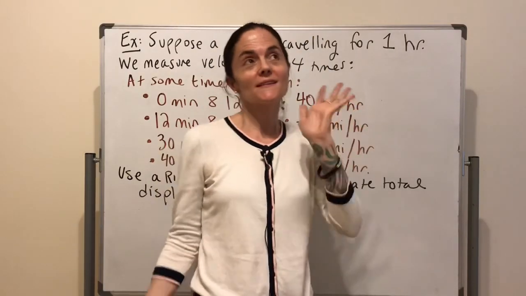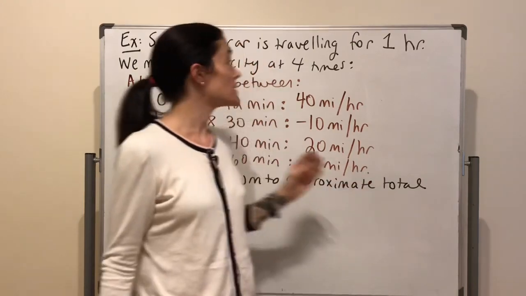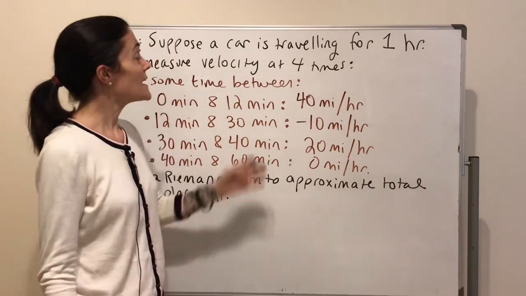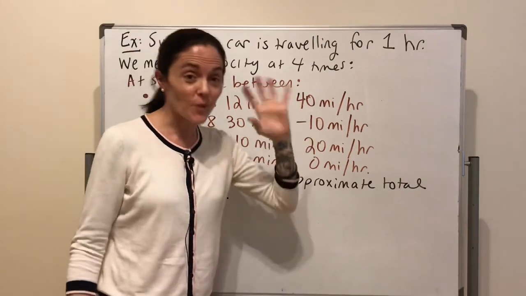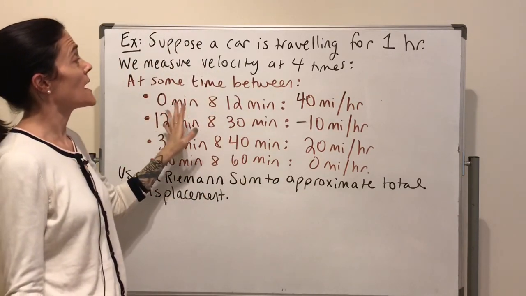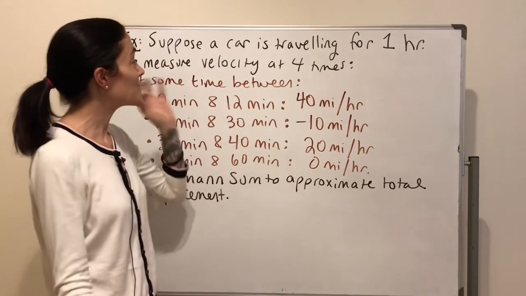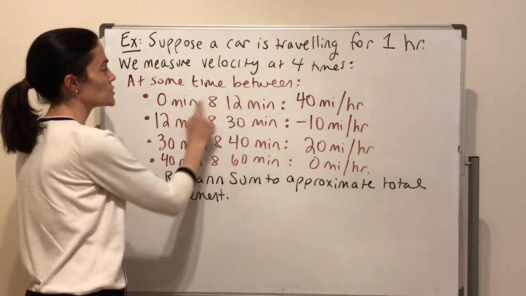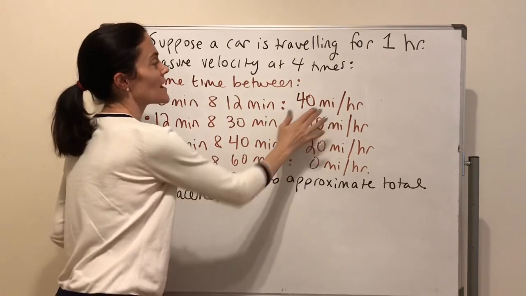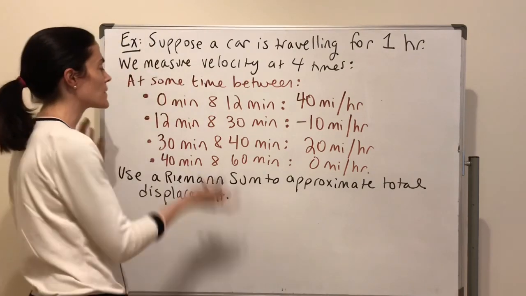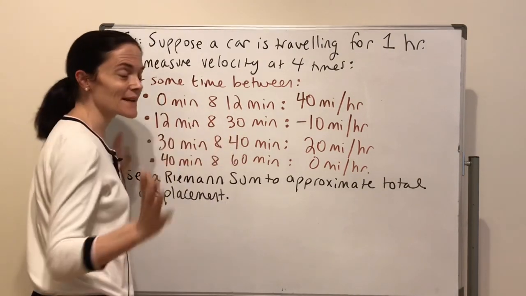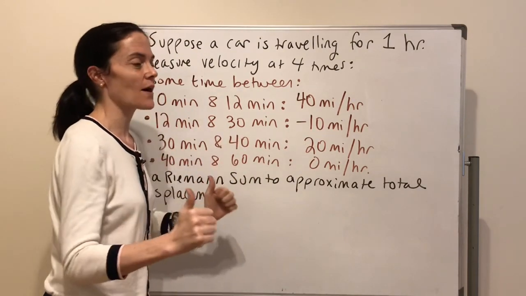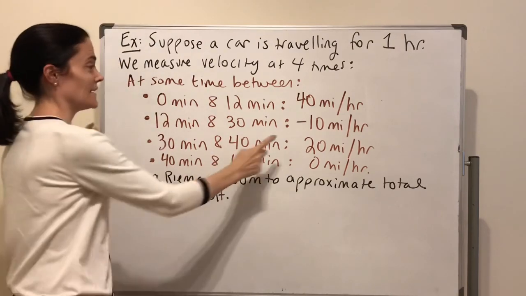This example is kind of in the spirit of the first few we do, in that we have velocity and we're interested in displacement. But instead of giving an explicit formula for the function, what we have is a car traveling for 1 hour and we have the velocity measured at 4 times. Okay, so at some time between 0 and 12 minutes, the velocity is measured 40 miles per hour. At some time between 12 and 30 minutes, the velocity is measured at -10 miles per hour. And this means that the car is going backwards with the negative.